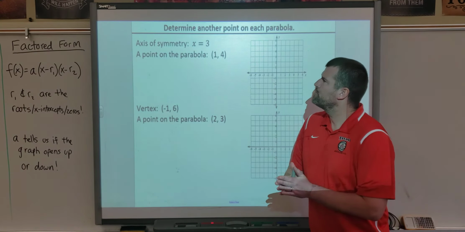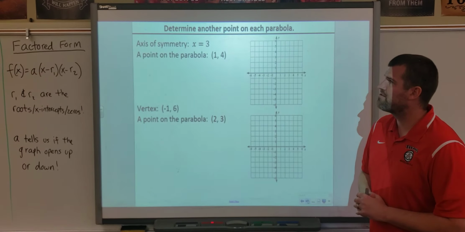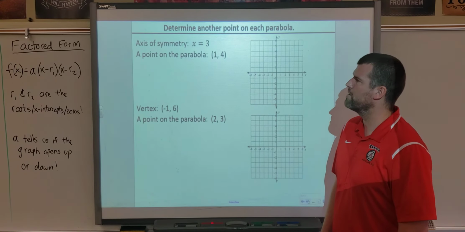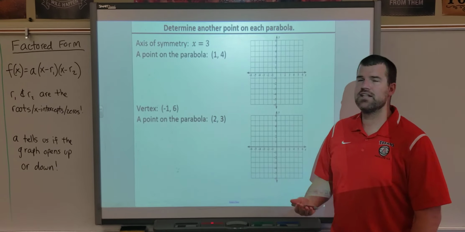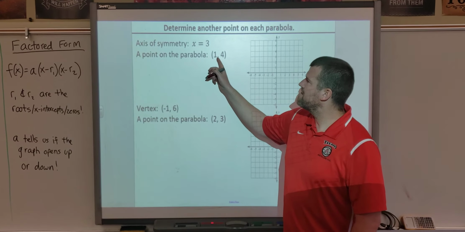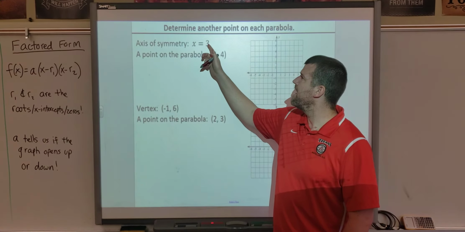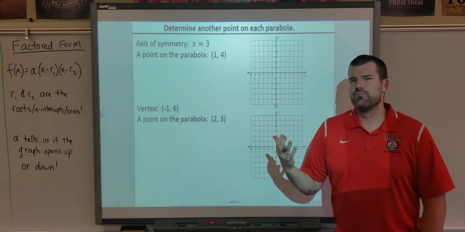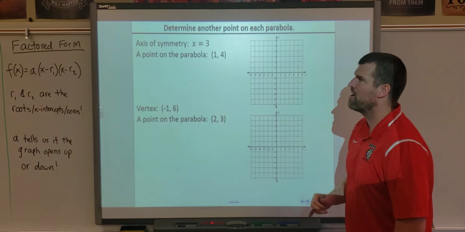Determine another point on each parabola. Okay, I like these problems because it makes you think a little bit. We have to think about the symmetry aspect of a parabola. So if we know the axis of symmetry is x equals 3, but then we have a point on the parabola at (1, 4), could we find another point on this parabola? Well, yeah, definitely. Because we know that the distance from this point to the axis of symmetry will be the same distance as the axis of symmetry to another point. To make it make a little more sense, I'm going to show you on a graph, and then I think you can get to the point where you can do these problems without a graph.